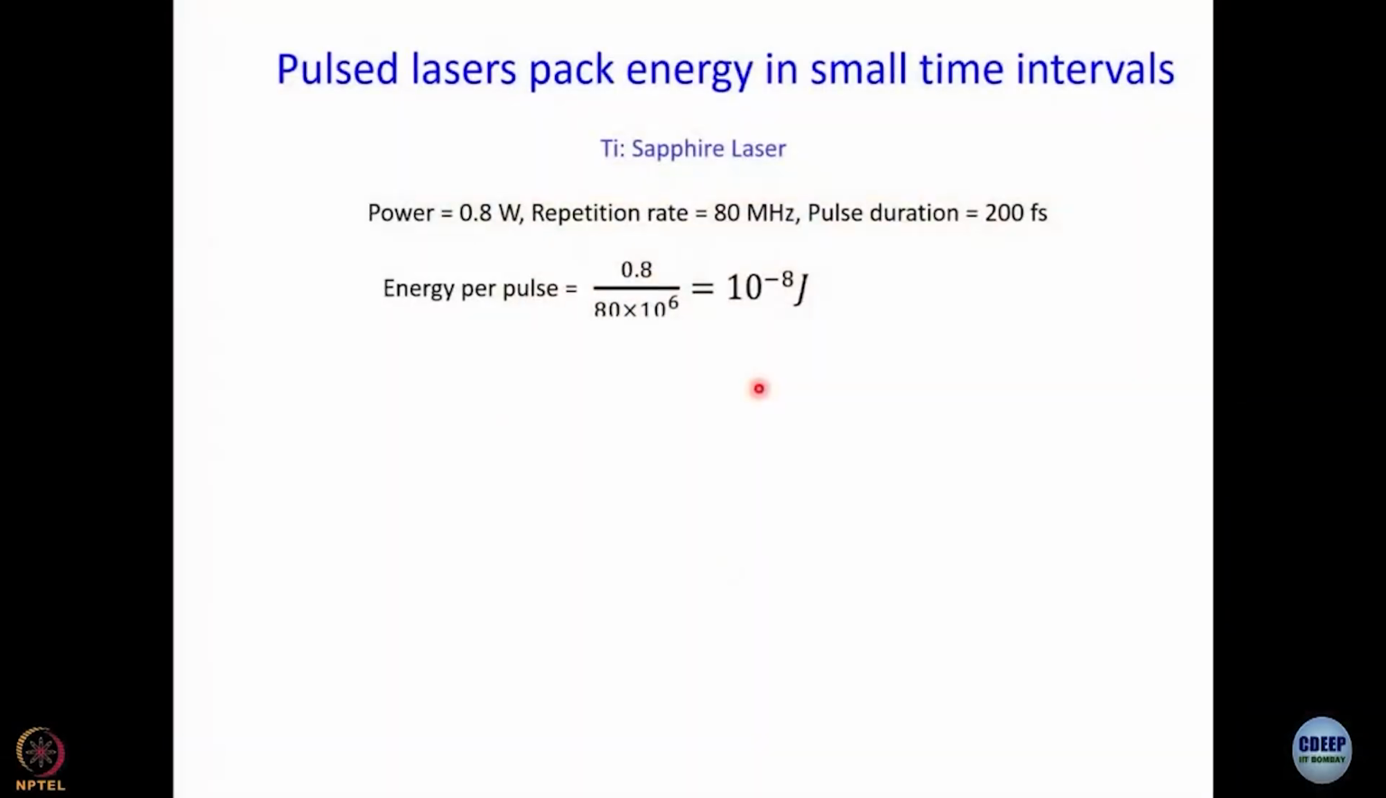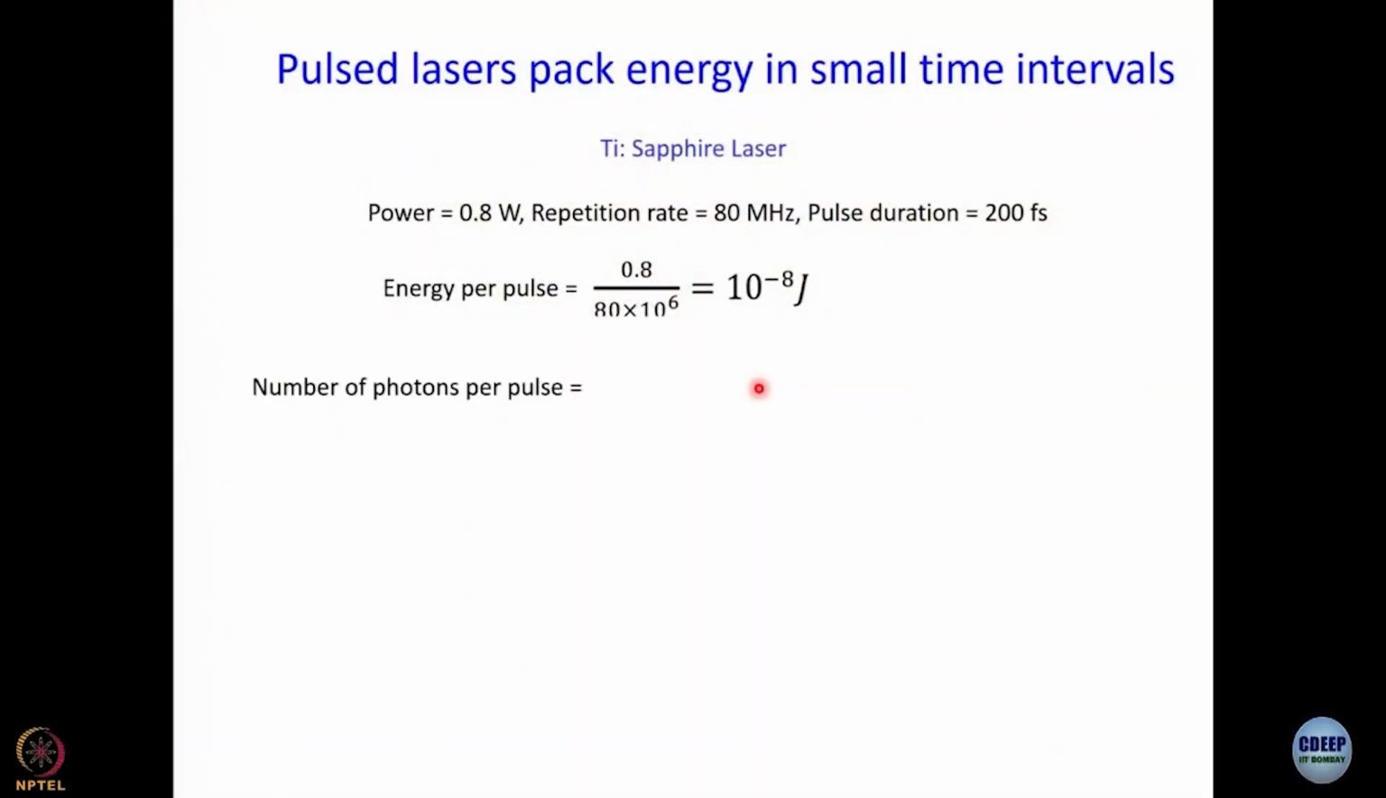Yeah? 10 raised to power? Cannot be minus 8. Is it minus? Yeah. Oh, this is energy per pulse. Energy per pulse is 10 to the power minus 8 joule. Is that right? Okay. Now, I will ask you another question.